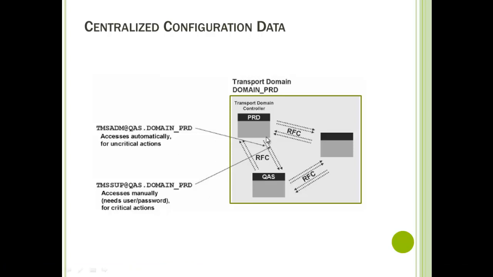Meaning to say, in the landscape, as we said, we can configure the system centrally, and we can distribute the configuration information using these RFCs. However, you can do much more than the configuration in the landscape to keep it together.